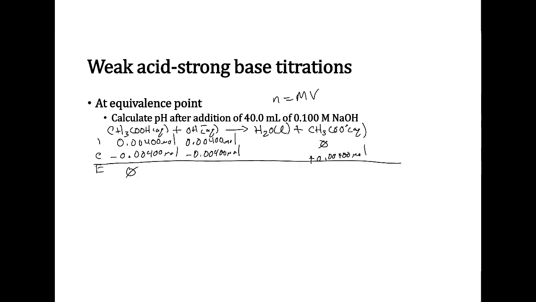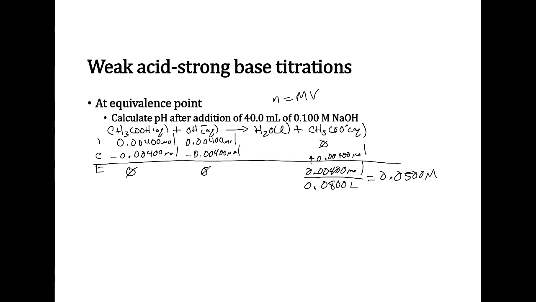So this is 0, this is 0. This is 0.00400 moles. We need to go ahead and convert that to a concentration, so we're currently at a total volume of 80 milliliters. So that's 0.0800 liters. So our concentration here is 0.0500 molar. We can't write an expression using Ka because we don't have any initial concentration of acid.